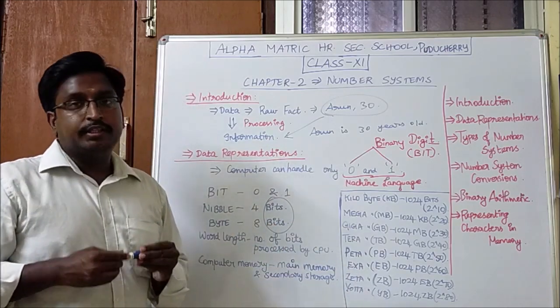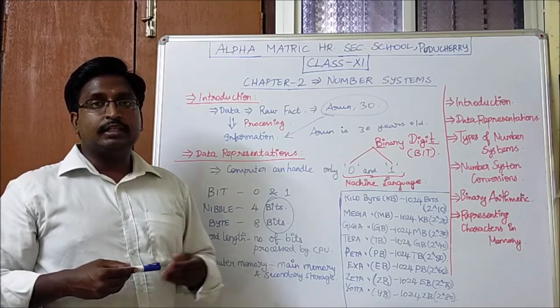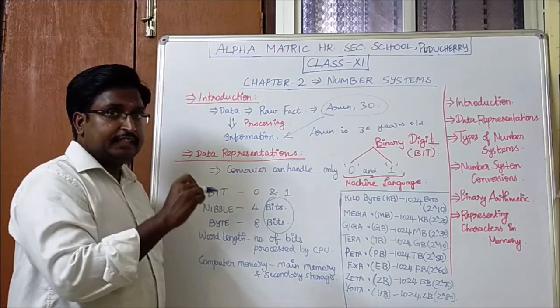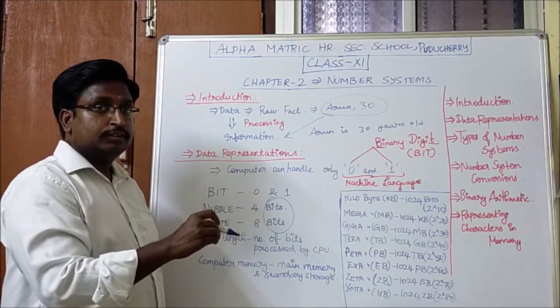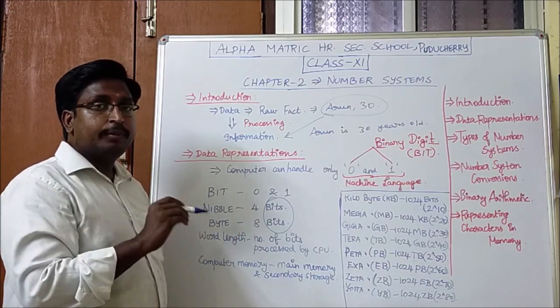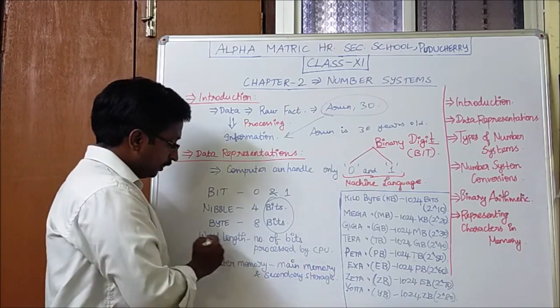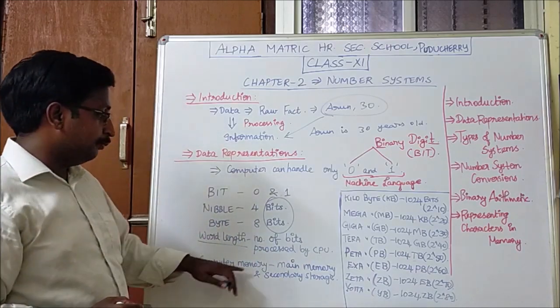Currently we are using 32 bits, 64 bits, as you might have heard. So a CPU can process 32 bits at a time in an operation, or 64 bits in an operation. That is the meaning of word length. Next is computer memory.